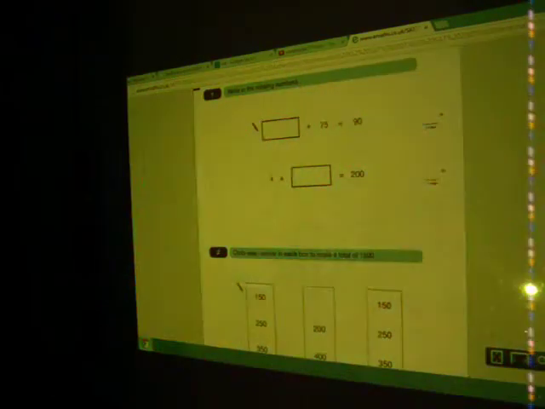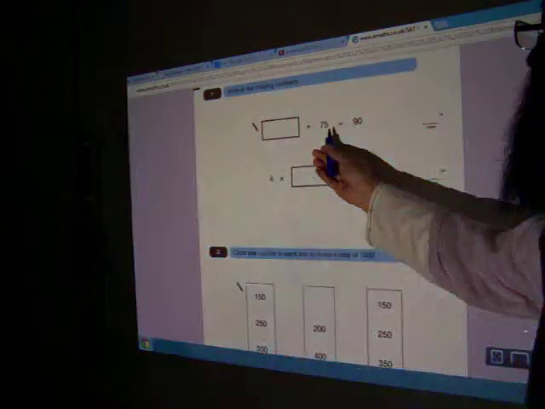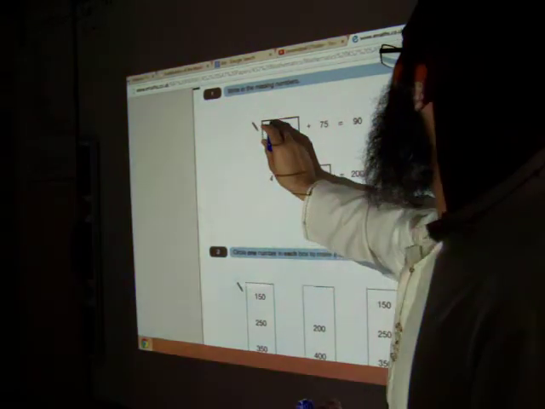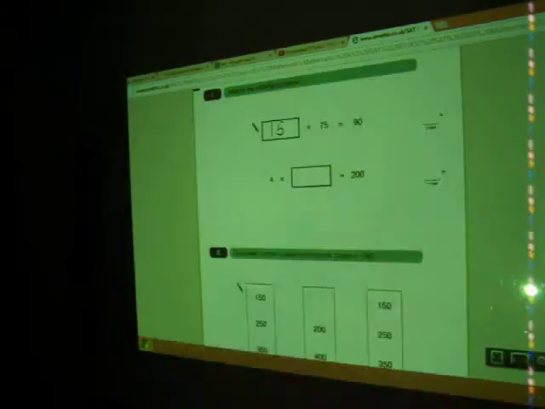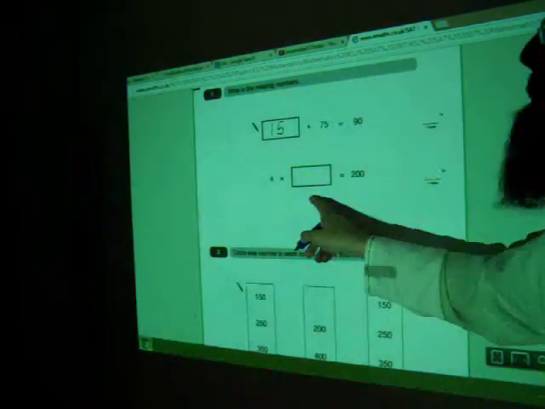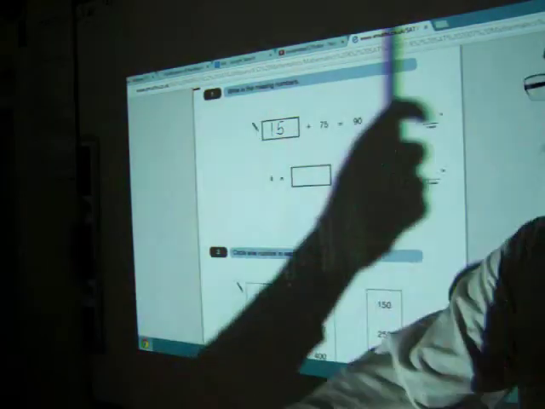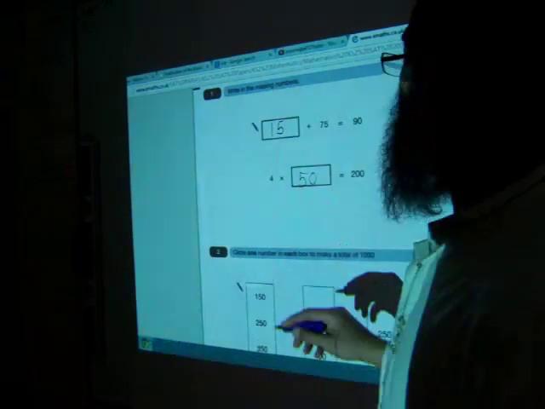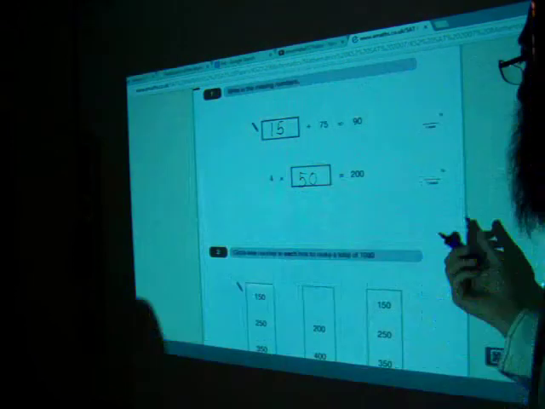Write in the missing numbers. It might look nice and straightforward. What number do we add to 75 to give you 90? Nice mental arithmetic question. So the answer is 15. Adam's given us 15. Thank you, Adam. Again, nice bit of mental arithmetic. We multiply a number by 4, we get 200. 50. You don't even need to do a reverse operation. Just think about the question for this one.